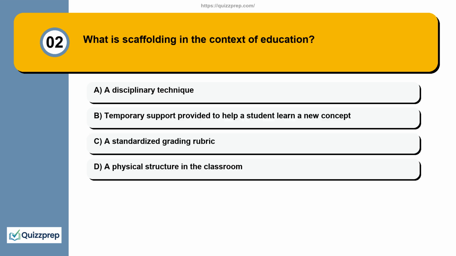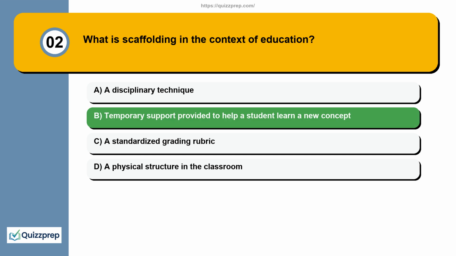Question 2. What is scaffolding in the context of education? Here are your options. Option A. A disciplinary technique. Option B. Temporary support provided to help a student learn a new concept. Option C. A standardized grading rubric. Option D. A physical structure in the classroom.